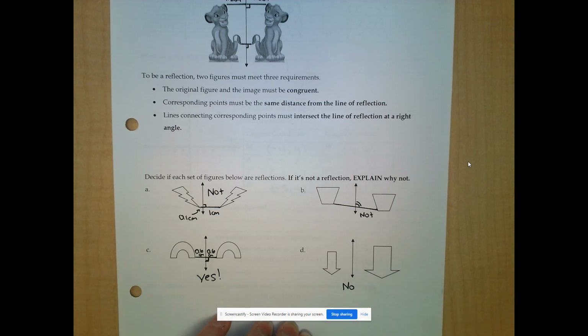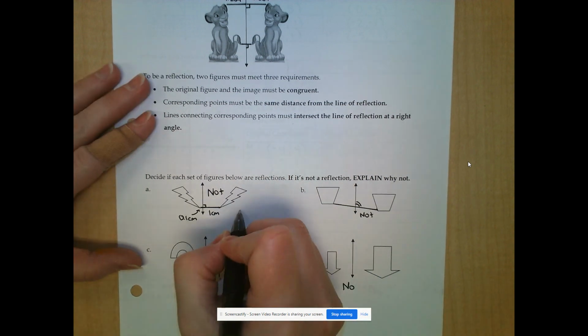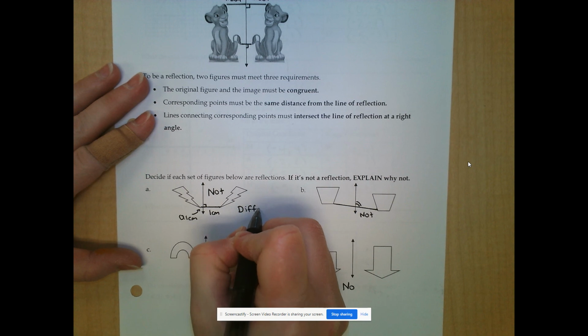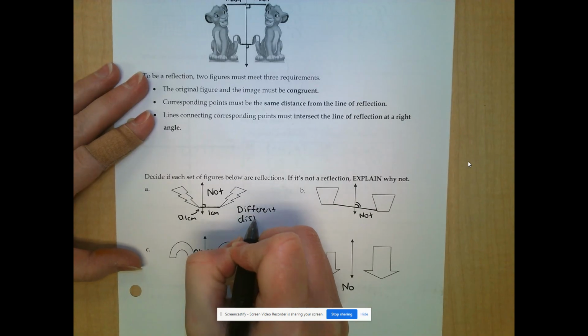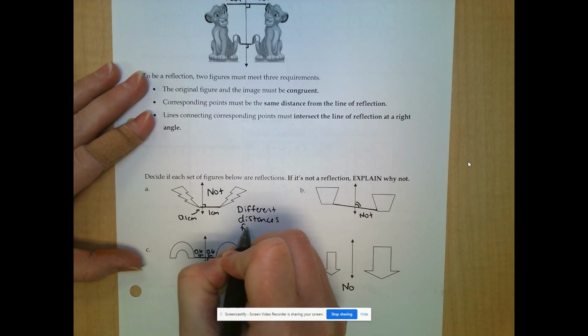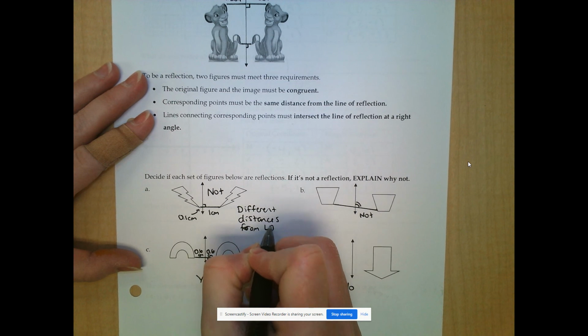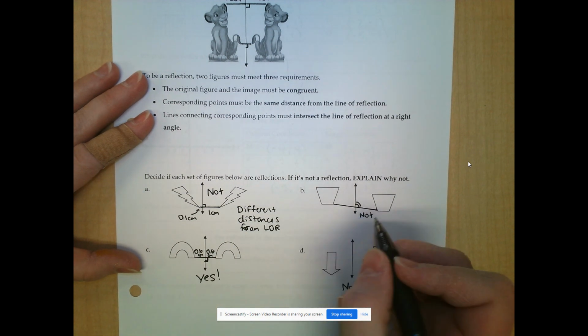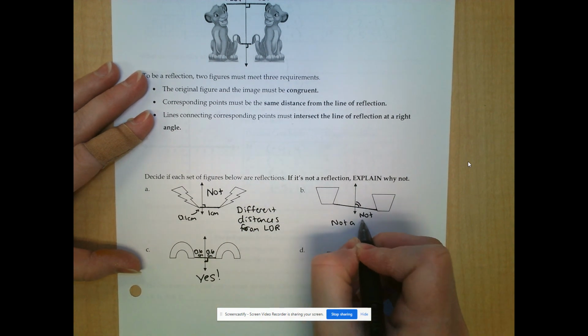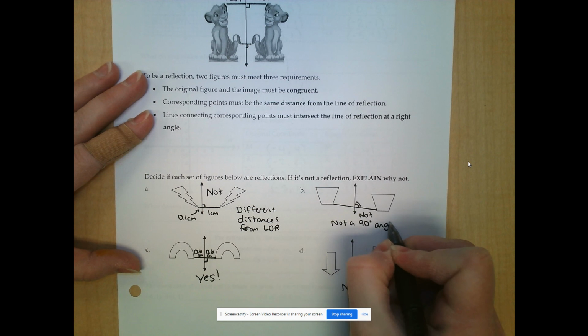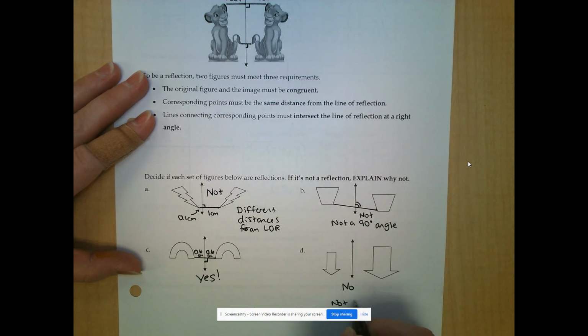So no, because they are not the same size. So here, different distances from the line of reflection, not Lord of the Rings. This one, not a 90-degree angle. And this one, we would say not the same size. You could also say not congruent.